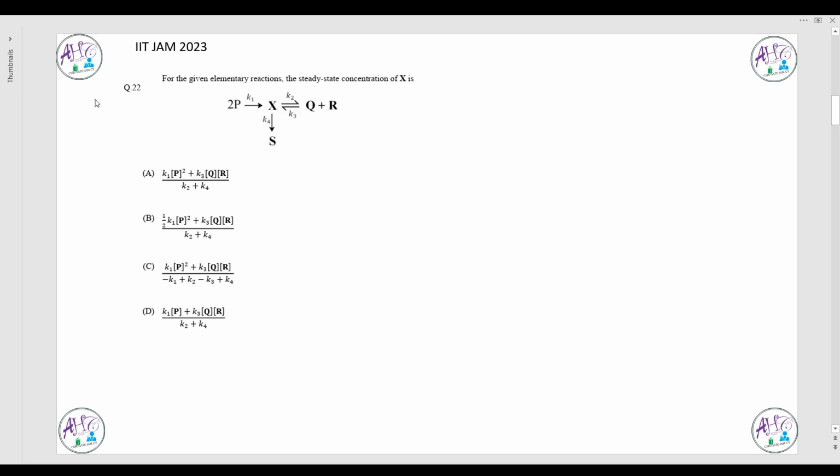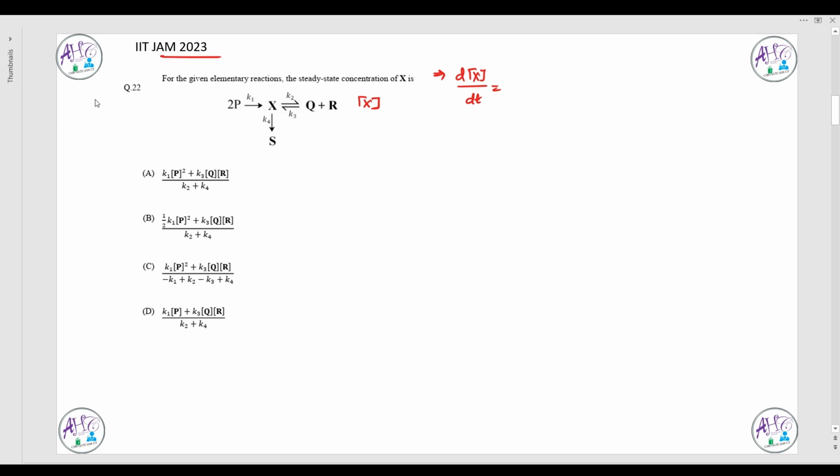Next question. Again, this is from IIT JAM 2023. What they have asked is, for the elementary reaction, the steady state concentration of x is. So here you have to find the concentration of x. First, we'll write the net formation of x, that is dx by dt.